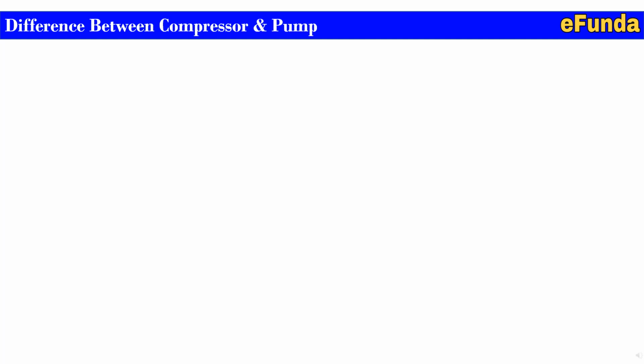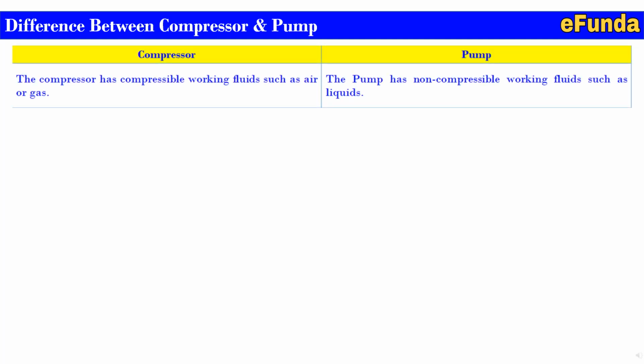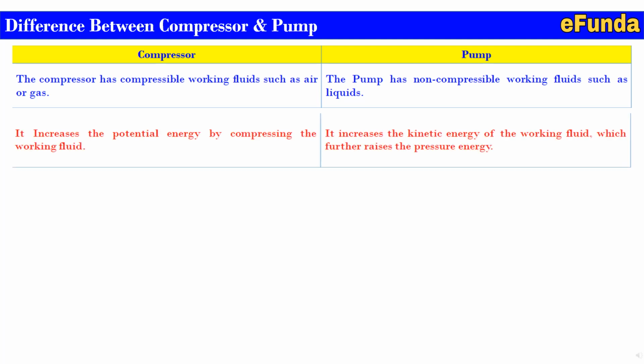For better understanding, we will start with the difference between the compressor and the pump. This will help us to understand the working of the compressor and pump. First, the compressor has a compressible working fluid such as air or gas, whereas the pump has a non-compressible working fluid such as a liquid. The compressor increases the potential energy by compressing the working fluid. The pump increases the kinetic energy of a working fluid, which further raises the pressure energy.